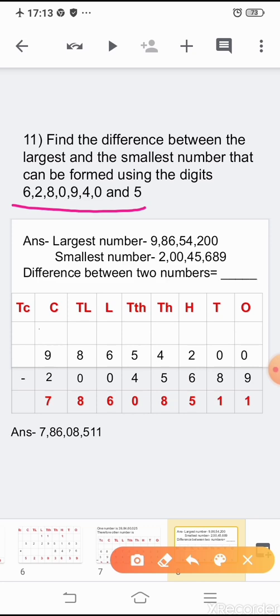Now you have already learned how to form the largest and the smallest number in which chapter? In chapter 1, correct? So while forming the largest number, you will write from large number, that is big number, to small number. So while writing this, you will get the number as 9,86,54,200. So this is the largest number you have formed. Now when you form the smallest number, your number is 45,689.